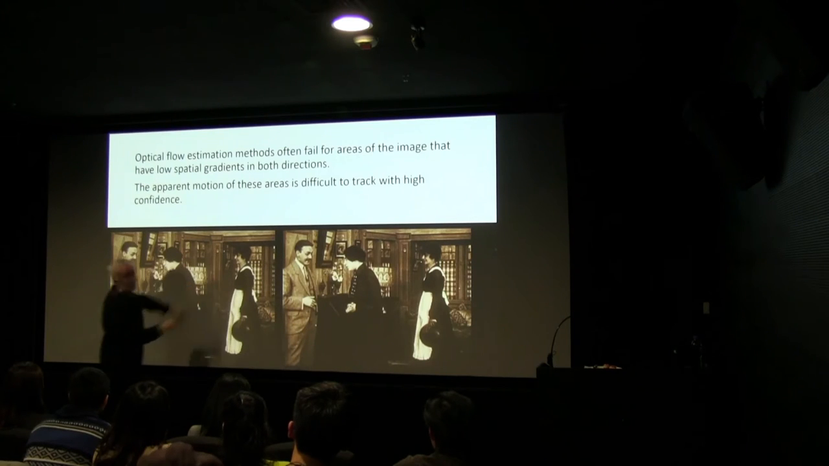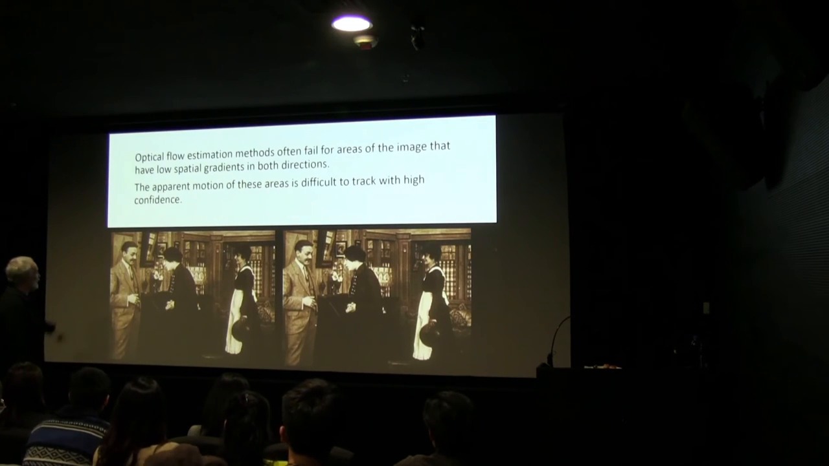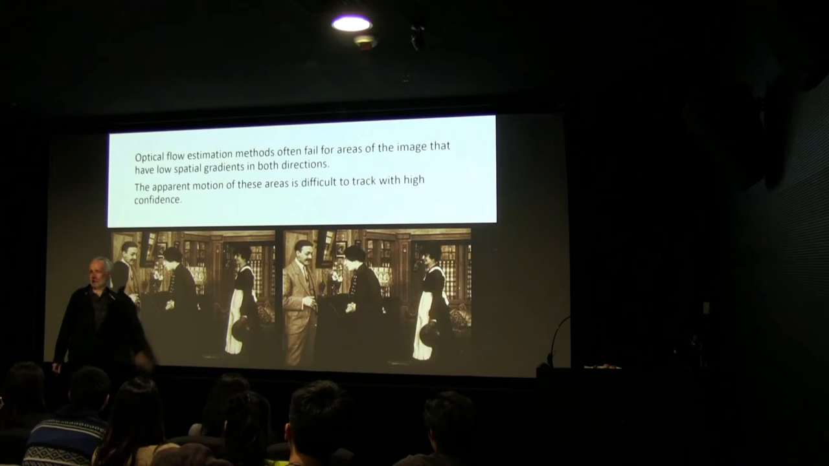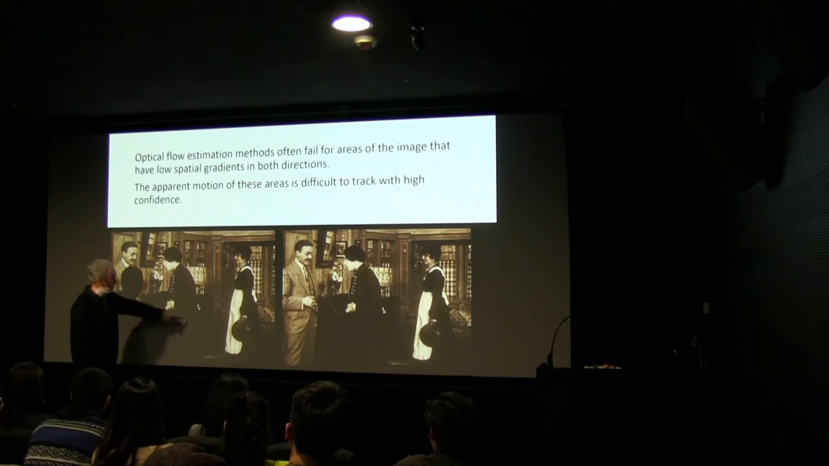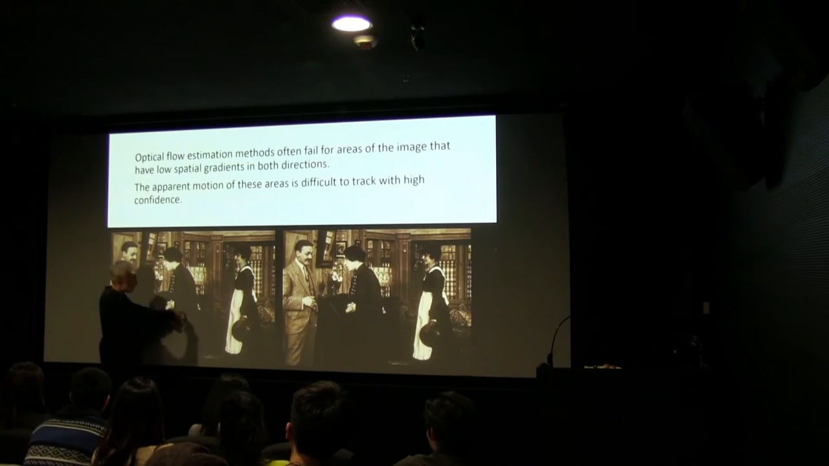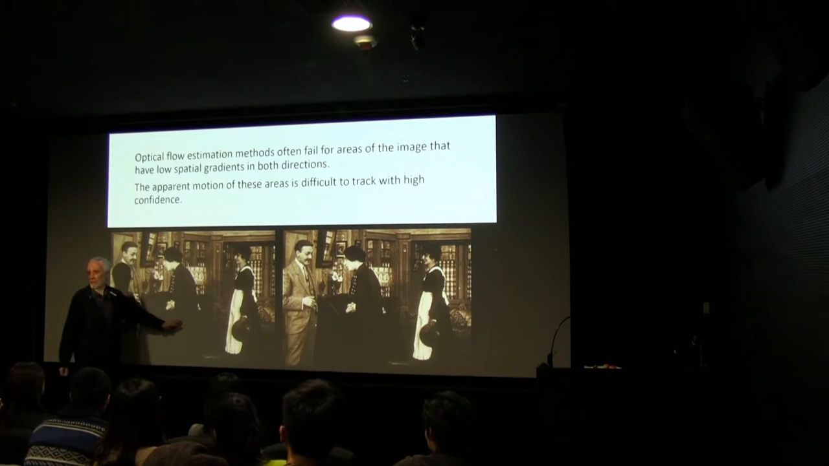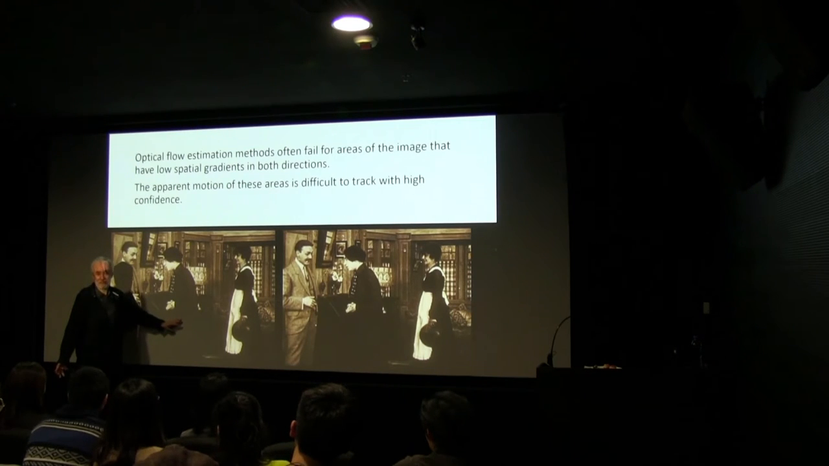Let's say we want to track movement in these two scenes. And let's say we want to track every area. There's some areas here that are very difficult to track. Look at this. Imagine that we have a region here, let's say it's a rectangle or a square, and we want to track this region from here to here. This frame. How would we know where it moved? It's all black, right? There's no gradient.